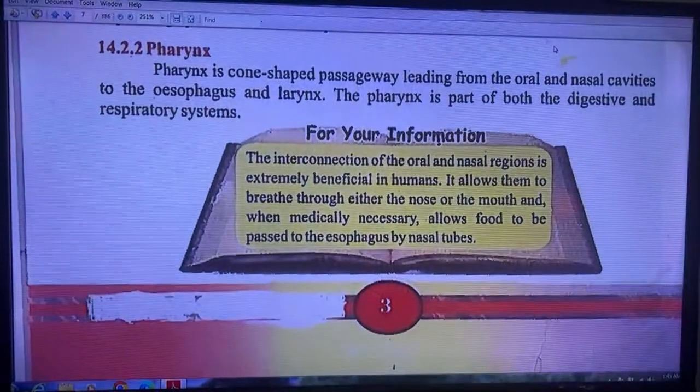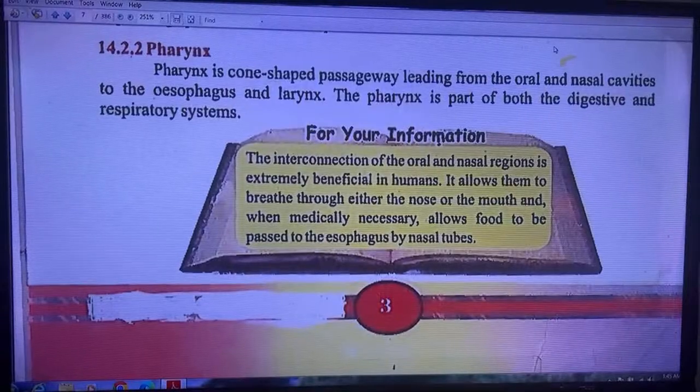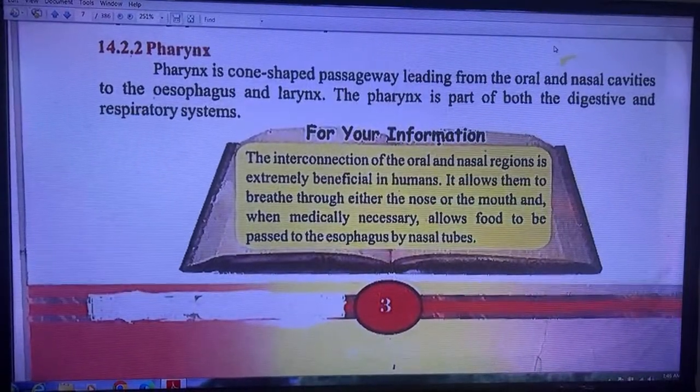Pharynx. The pharynx is a cone-shaped passageway leading from the oral and nasal cavities to the esophagus and larynx. The pharynx is part of both the digestive and respiratory systems.